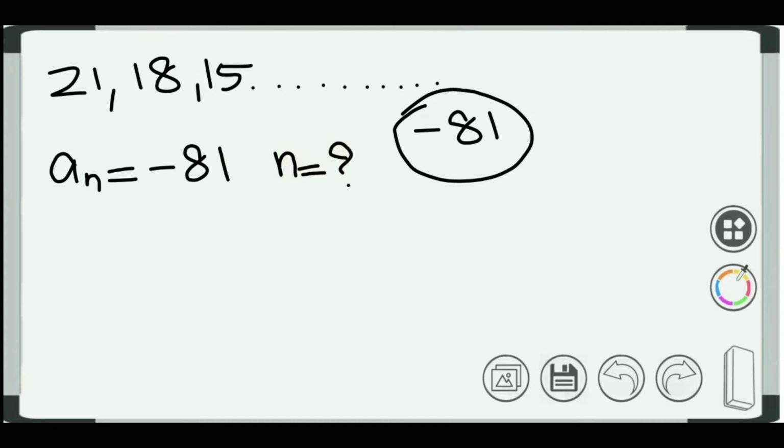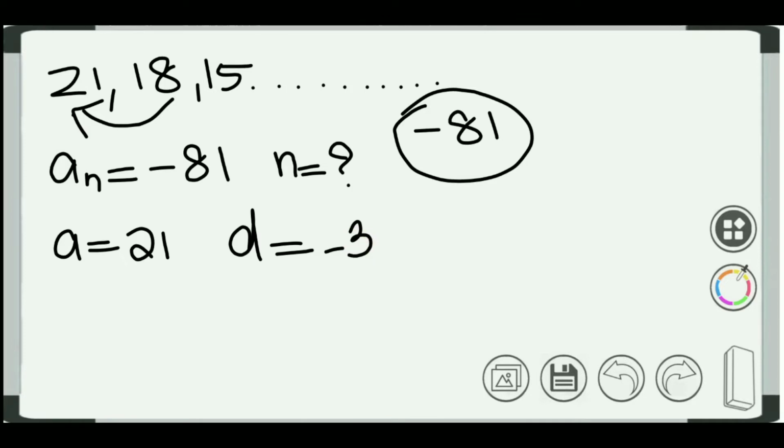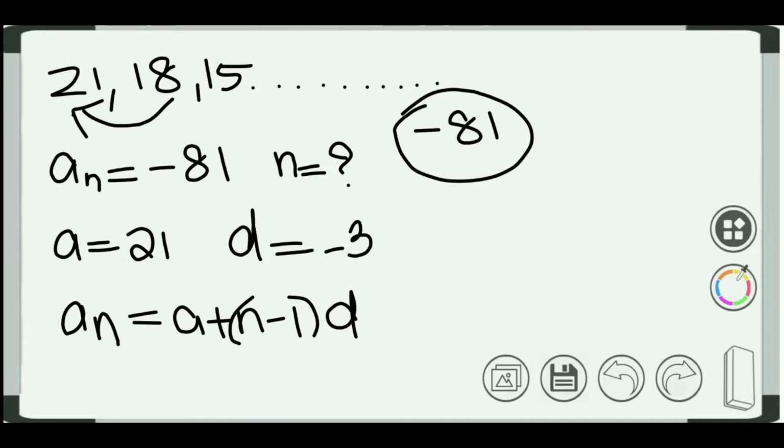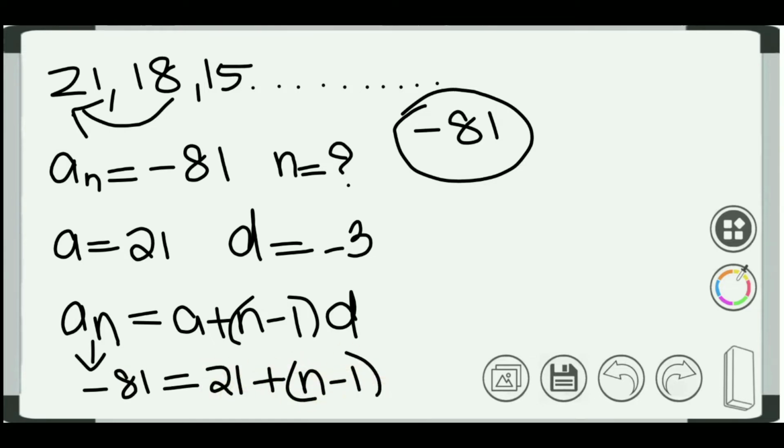Okay. Again same, what is a? First term is 21. What is d? 18 minus 21, minus 3. Okay, so I am substituting this value in the formula an is equal to a plus (n minus 1) into d. We know what is an: minus 81 equal to 21 plus (n minus 1) into d, minus 3. Okay, now we need to find the value of n.